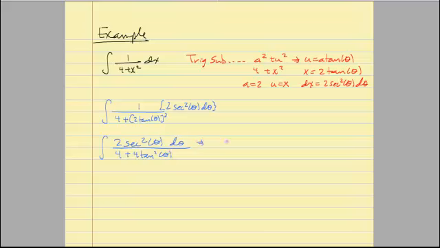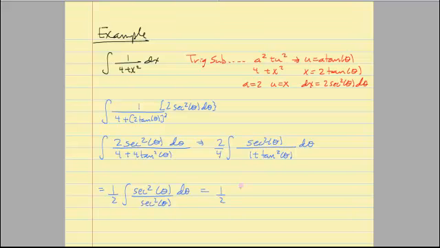Now right away I see that I can factor out this 2 from the numerator, I can factor out a 4 from the denominator, and that will simplify things just a bit. And so for my denominator, I'm left with 1 plus tangent squared. But from up above, we know that 1 plus tangent squared is going to be equal to secant squared. So when I make that substitution, I end up with 1/2 secant squared over secant squared, which is just going to be 1 d theta.